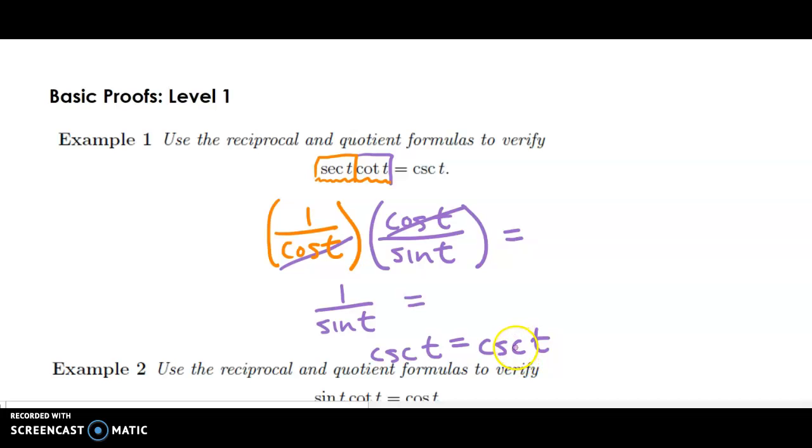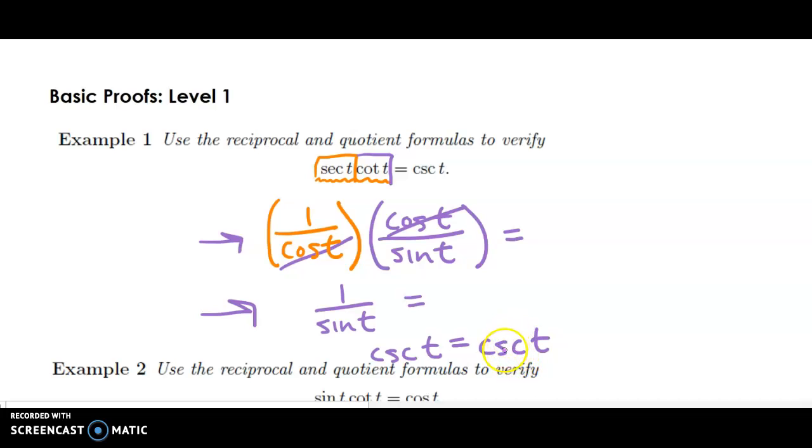Now, of course, just having that means nothing to me. I need this side to be cosecant of t, so I'm just going to set it equal to. And that's the cool thing about proofs for us, is that it's not necessarily our final answer that's most important. It's the process. It's the work that gets us to this final step of cosecant of t being equal to cosecant of t.